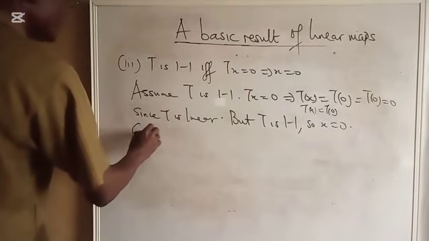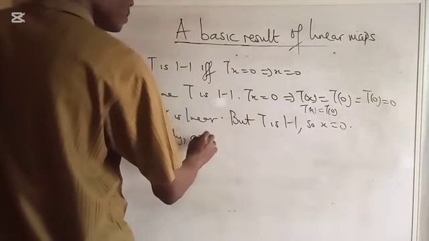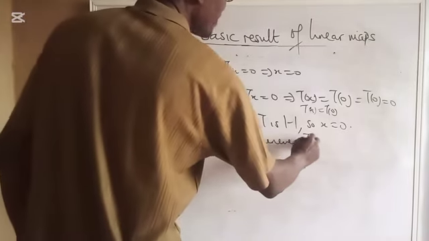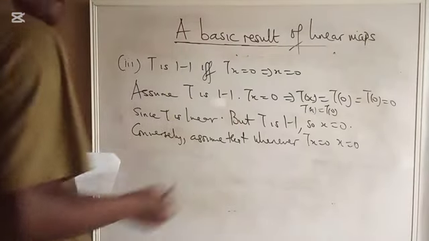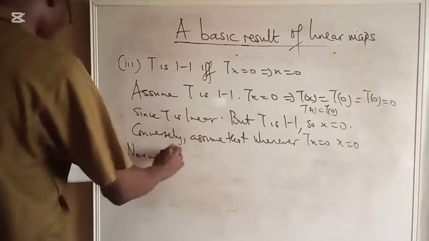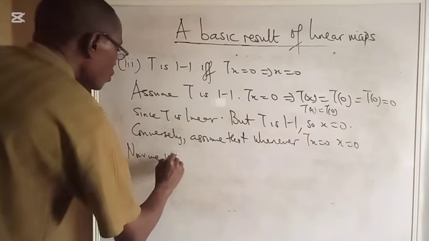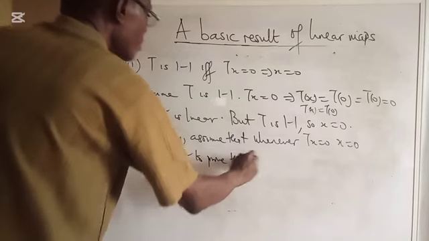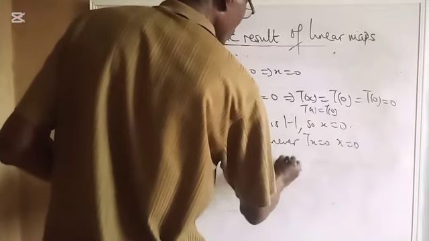Now, conversely, assume that whenever T of X is equal to 0, X is equal to 0. Let's assume that. X must be 0. Now we want to prove from this that T is 1 to 1. I want to prove that.